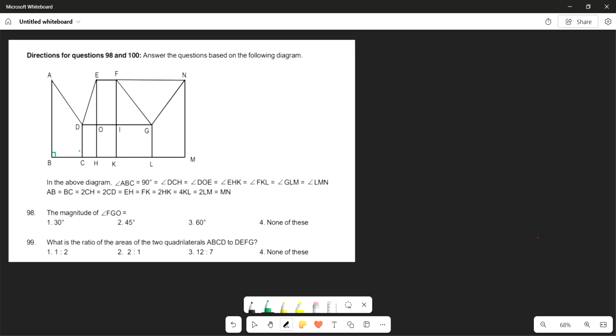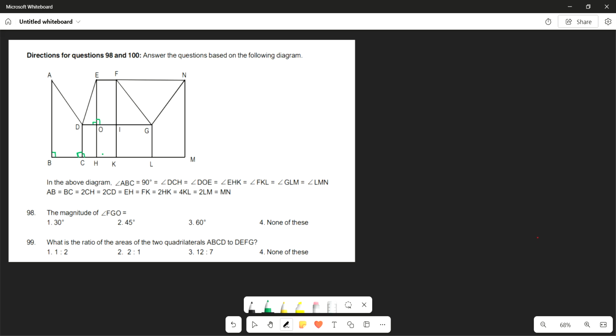This is 90 degrees, which is also equal to angle DCH. This angle is 90. Now this entire angle is 180 degrees, so this will also be 90 degrees. That means this is also 90 degrees because it's a straight line, or you can say a linear angle. So the total will be 180 degrees. One angle is given as 90, so definitely the other angle will also be 90 degrees.